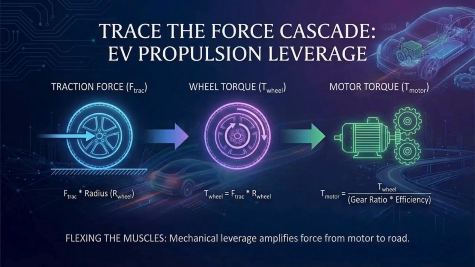From the EV's point of view, the wheels are like hands pushing against the road, and the motor is the muscle inside. Through gears and efficiency, the EV uses mechanical leverage to move forward with strength, precision, and control.